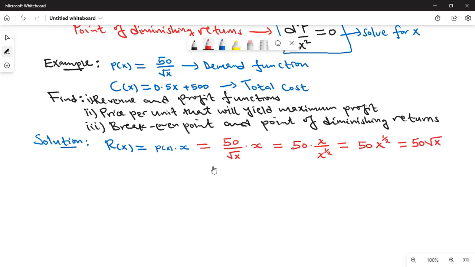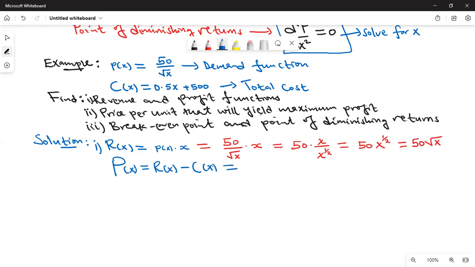What about the profit? Remember, we are answering part one of the question. The profit, P capital, as a function of X, that should be equal to the revenue minus the cost.